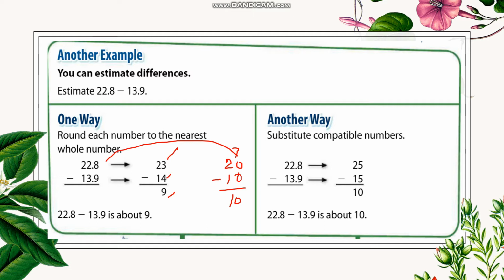Okay? So, another way is to substitute compatible numbers. It's the same. Compatible numbers means the easy numbers to add or subtract. So, you need to change it.